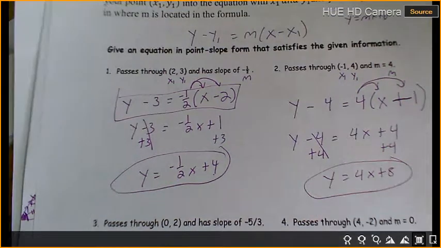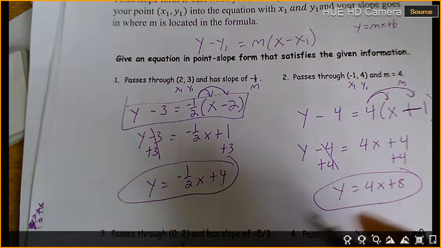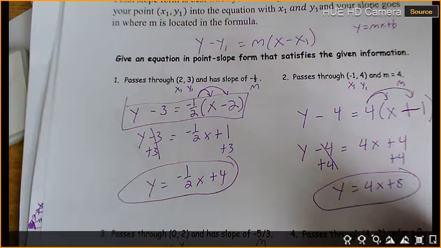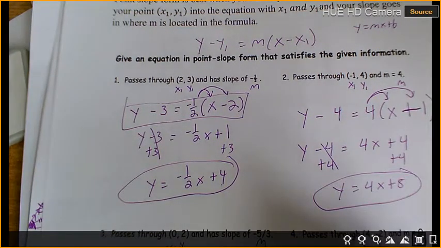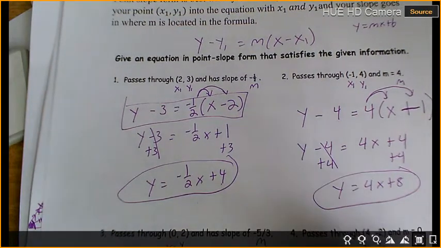Okay. I'm going to do 3 and 4 while you're doing 3 and 4. Quiet. Do it by yourself. Quietly. Be quietly confused.